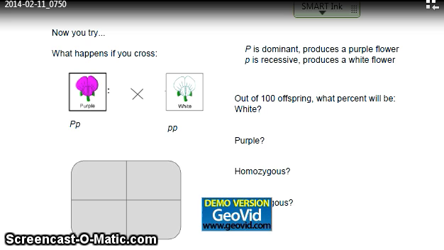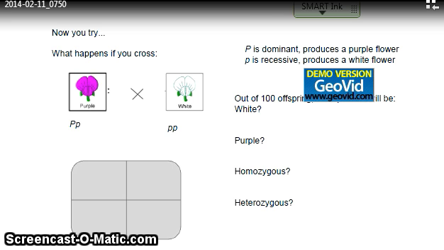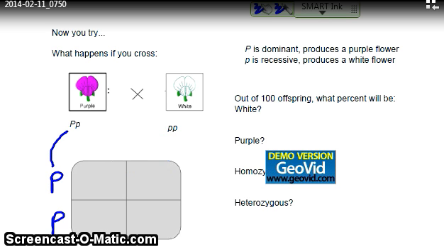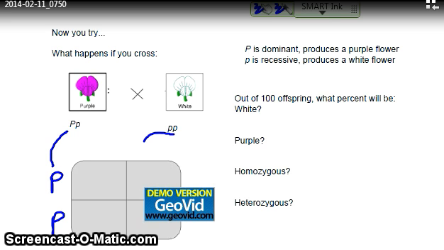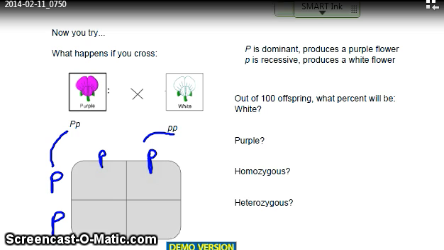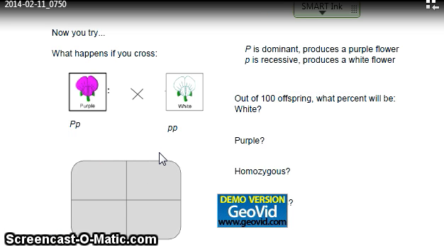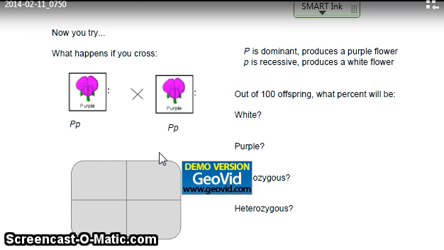Okay, so now we're going to give you a couple problems to try. So what happens if you cross a purple plant with a white plant? The purple gene is dominant, so that's big P, and then the recessive trait is white, and so that's going to be the little p. I know it's hard to distinguish, but that's a big P here, little p there, little p, little p. So those are what you'll be using for this example.